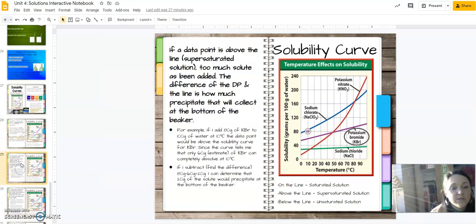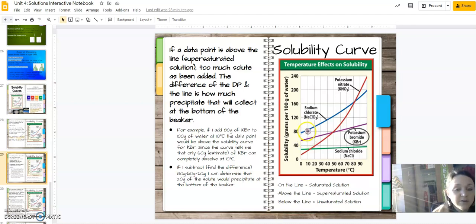Okay? So let's look at this one. If a data point is above the line, supersaturated, that means we've got too much solute. The difference between the line and how much more we have is how much is going to fall out to the bottom. So let's say we got 80 grams of KBr at 10 degrees Celsius. So we go 80 grams, 10 degrees, and I draw my point, my data point. That's what DP stands for. My line for KBr is down here.